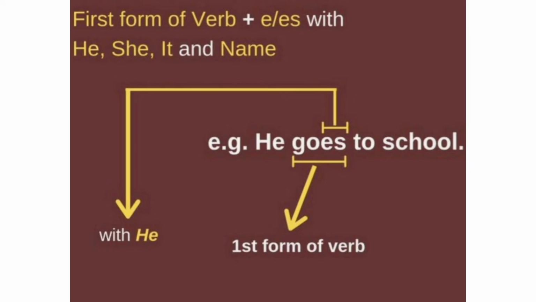See this chart in which the present indefinite tense is given, in which the first form of the verb plus s or es is used with he, she, it, and the name of any person. Like, he goes to school. He is singular, with which we use the first form of the verb, go, and with the first form of the verb we added es, means goes. So go is the first form of the verb and es we added because of he. So, he goes to school.